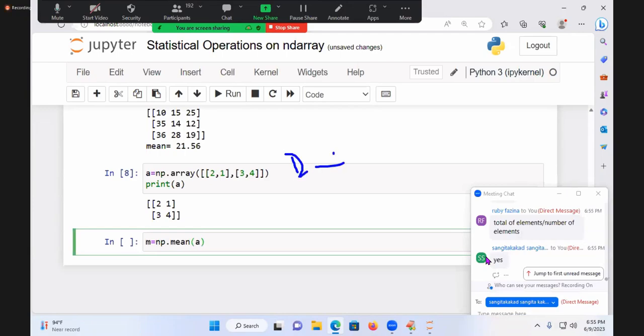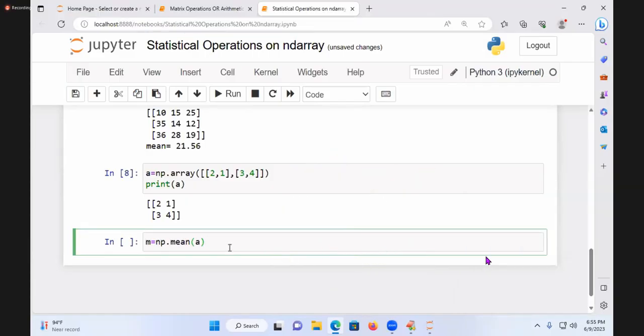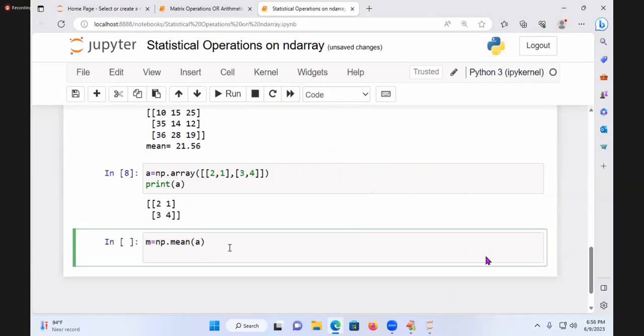2 plus 1 plus 3 plus 4, that is 10. 10 by 4, what is the answer? 2.5.